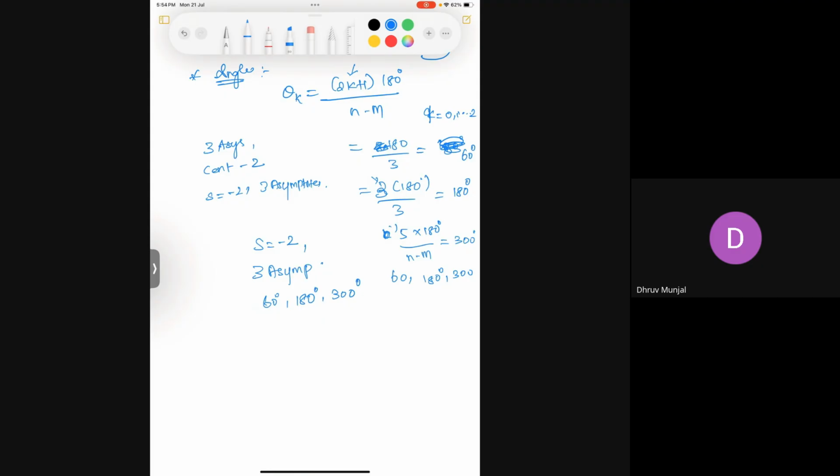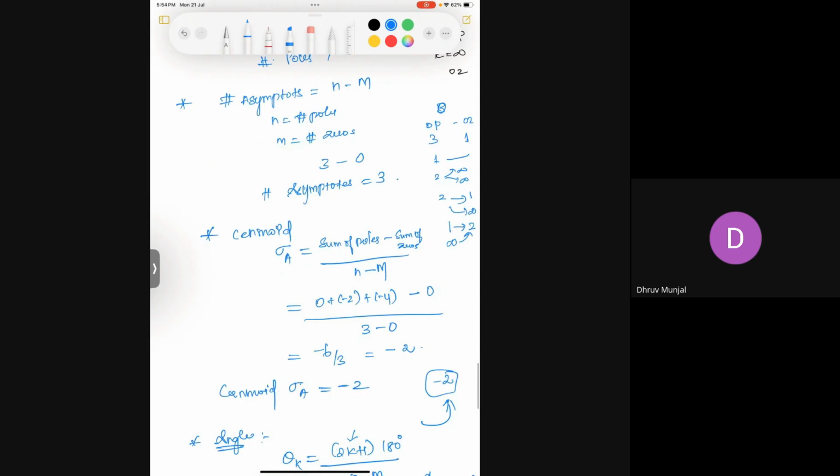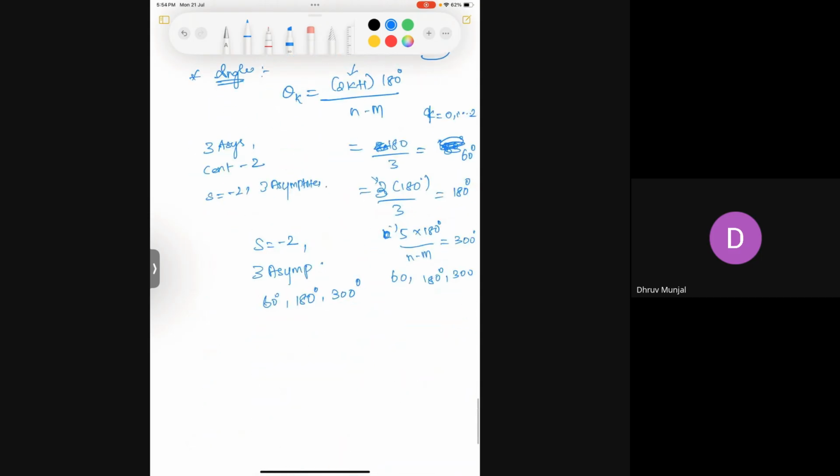The next thing is, these angles are with the x-axis, the real axis. Yes, this belongs to the real axis. We are calculating it for the real axis. Step 5 is finding the breakaway and break-in points.